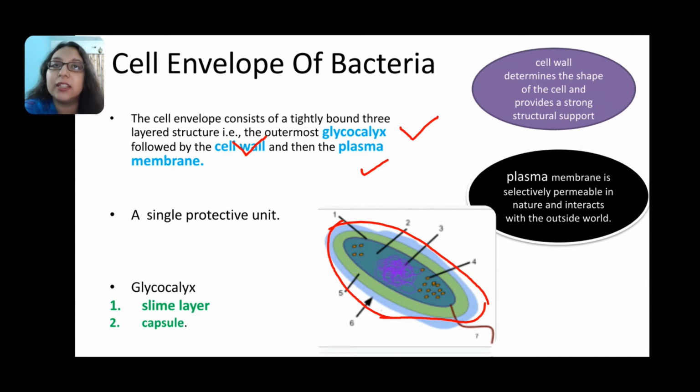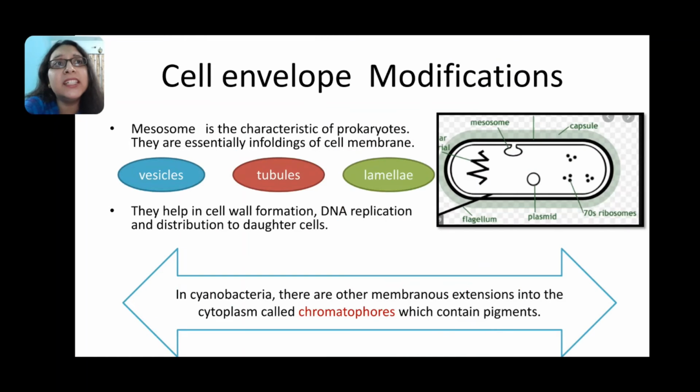So what is the function of the cell wall in bacteria? The cell wall basically determines the shape of the bacteria and provides support. What is the function of the cell membrane? The cell membrane has a special feature. It is semi-permeable, or more specifically, selectively permeable to some substances and not to others. That means it allows the inward and outward movement of certain substances into and out of the cells. That is the most important feature of the cell membrane.